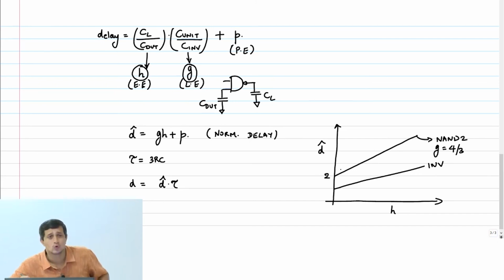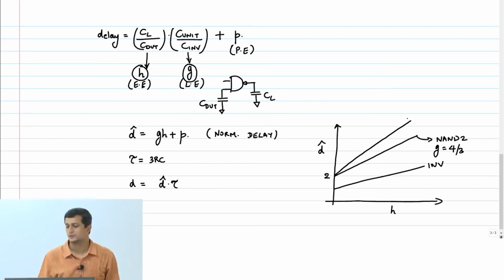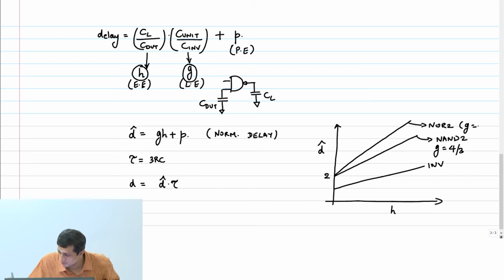A NOR 2 would have the same parasitic delay, so it would start at the same point, but the slope will be what? 5 by 3. So you will have NOR 2, G equals 5 by 3.